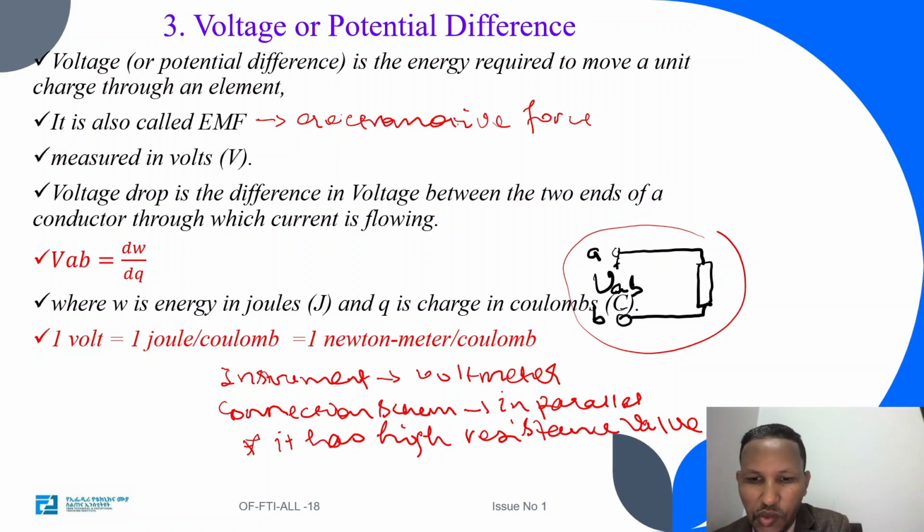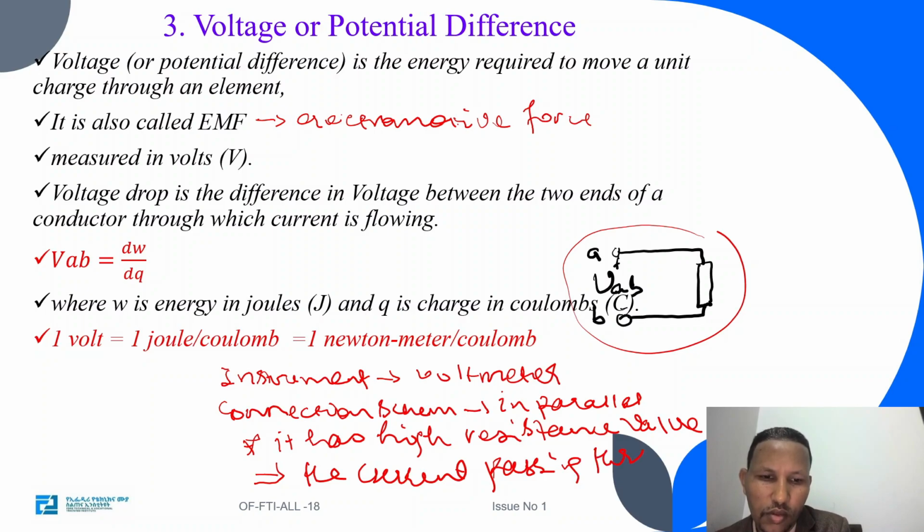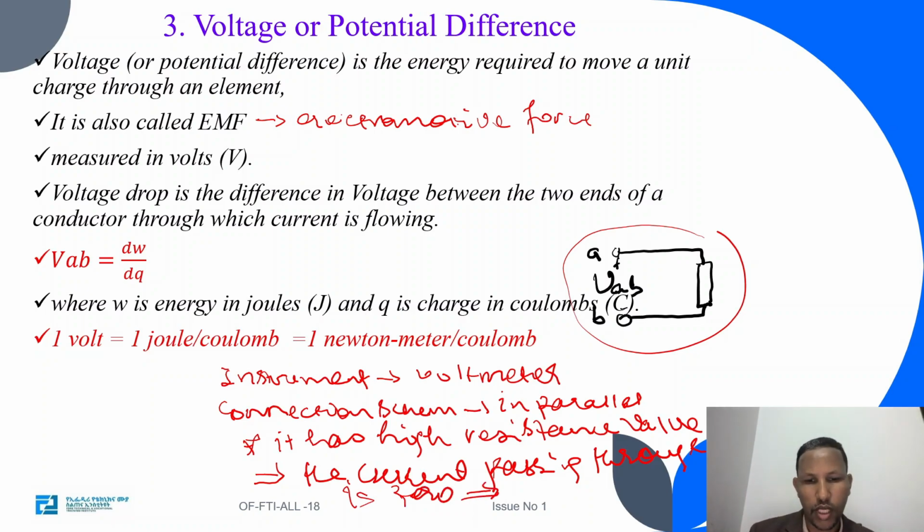This means that the current passing through the voltmeter is 0. That means there will not be a voltage drop on the voltmeter because there is no current passing through the voltmeter.